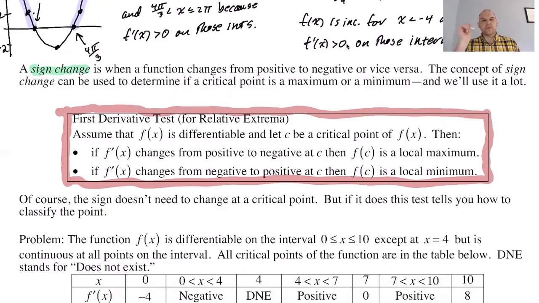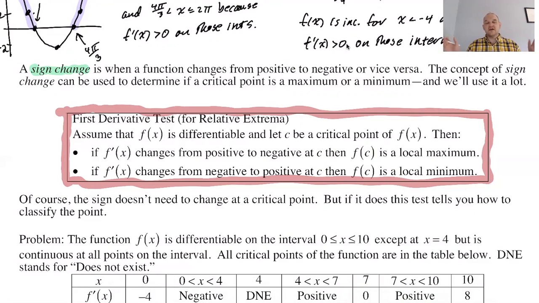Okay, so first derivative test for relative extrema. Assume that f of x is differentiable. Let c be a critical point. So critical points, obviously super important. That's why they're called critical. Critical point of f of x. If f prime changes from positive to negative, so in your mind, parenthetically think f of x therefore changes from increasing to decreasing, then f of c is a local maximum. If f prime changes from negative to positive, parenthetically in your brain, f of x changes from decreasing to increasing, then f of c is a local minimum.